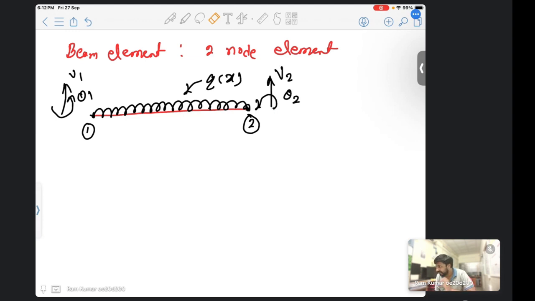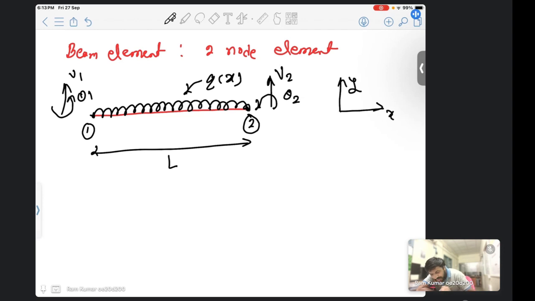That's fine. And this has length L. This is our X coordinate system, and this is our Y.